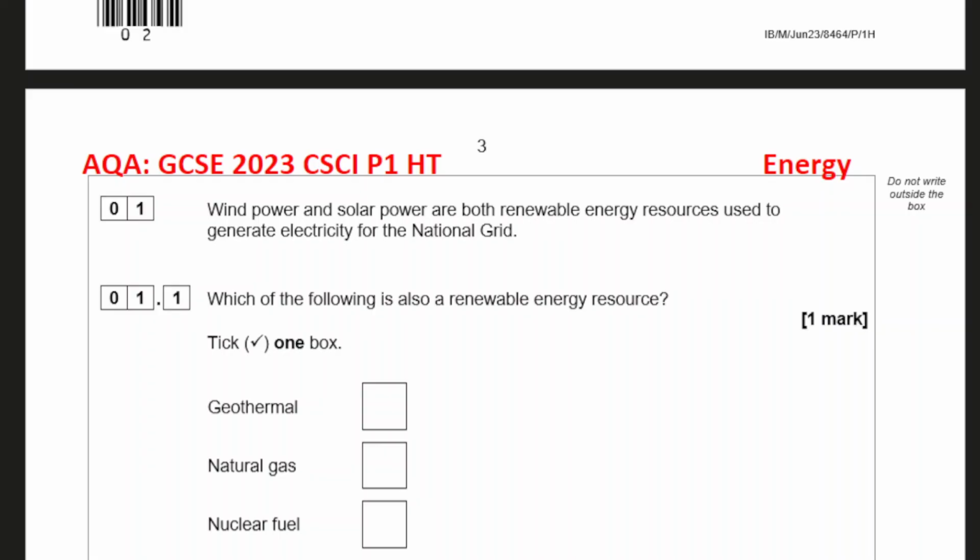Give me 1 second. The pen doesn't seem to work. There you go.